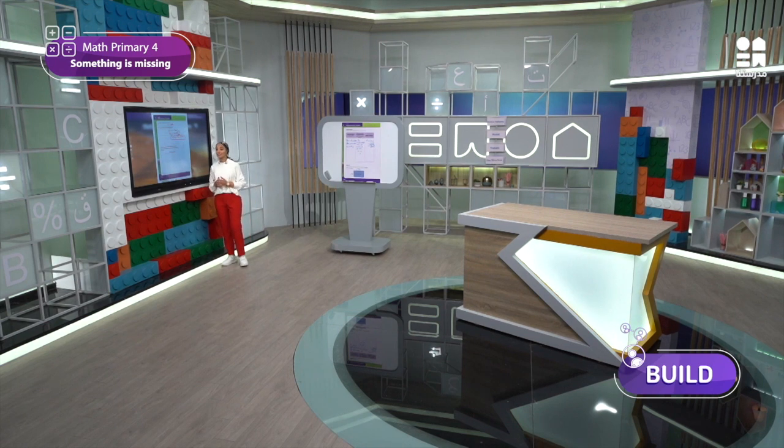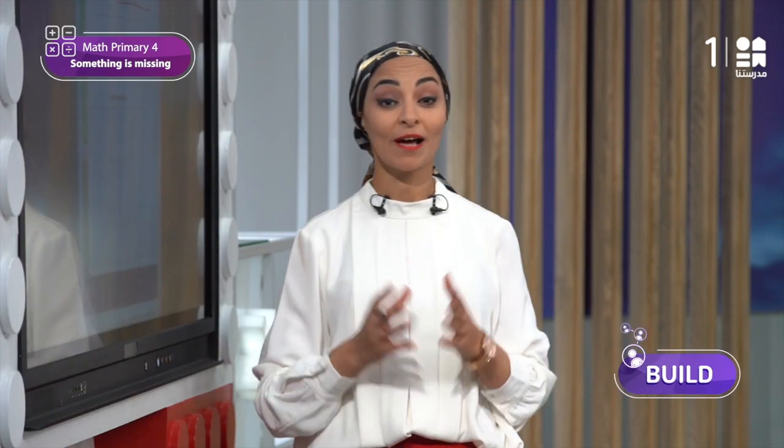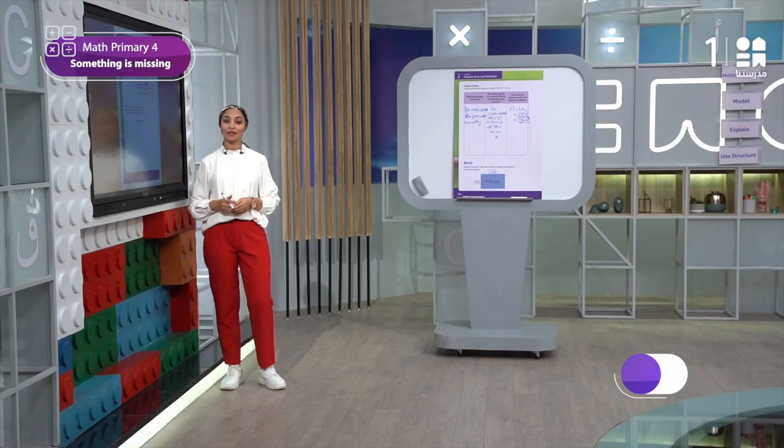Now we have an activity and a very interesting game which is called Scoot in your book, page 176. We will play this game with our friends. Let's welcome them.